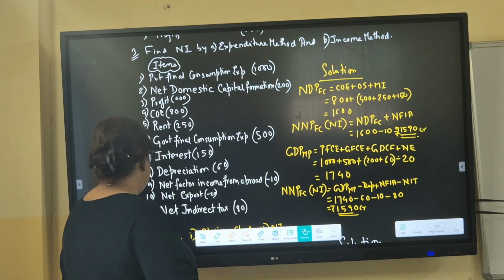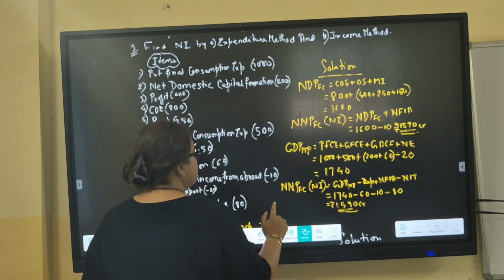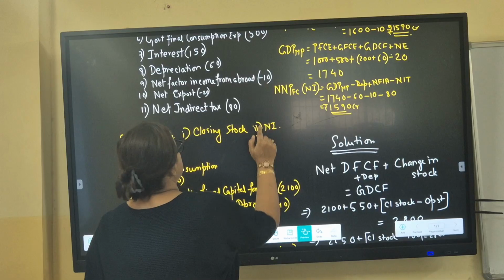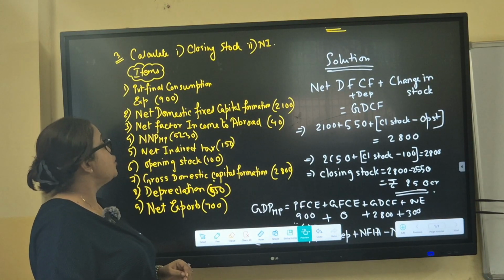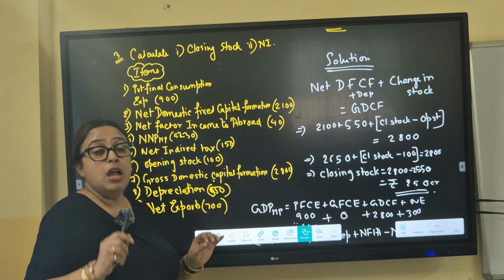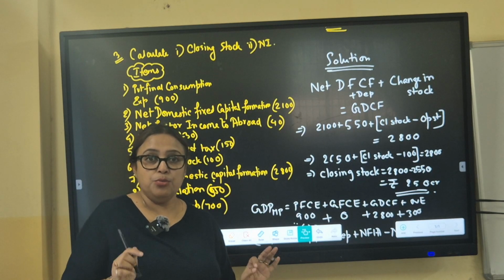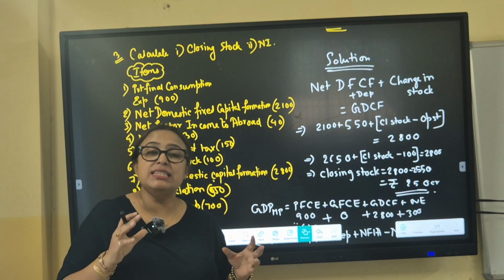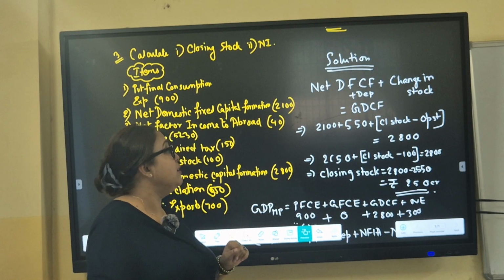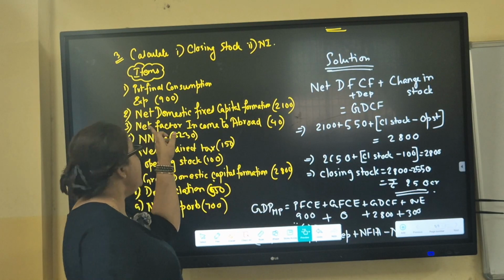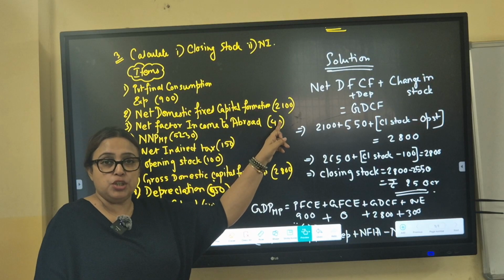Moving on to the next one. Calculate closing stock and national income. In these types of sums, what we do is try to see an aggregate first, then put a linear equation formula. But over here, there is something called net domestic fixed capital formation.